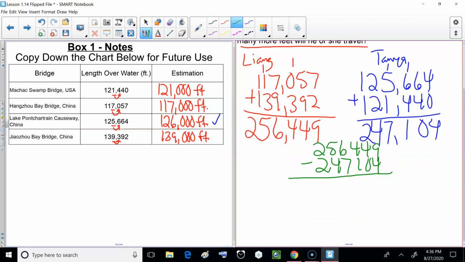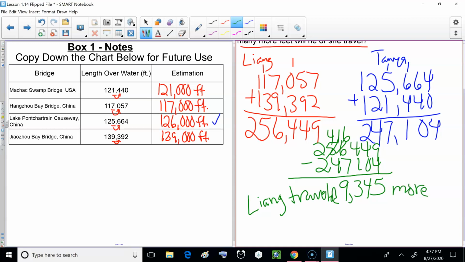Yes. 9 minus 4 is 5. 4 minus 0 is 4. 4 minus 1 is 3. 6 minus 7, I have more on the floor, so I need to go next door. So change my 5 to a 4. Make this a 16. 16 minus 7 is 9. 4 minus 4 is 0. And 2 is 0. So 900. So Liang traveled 9,345 more feet than Tanya.